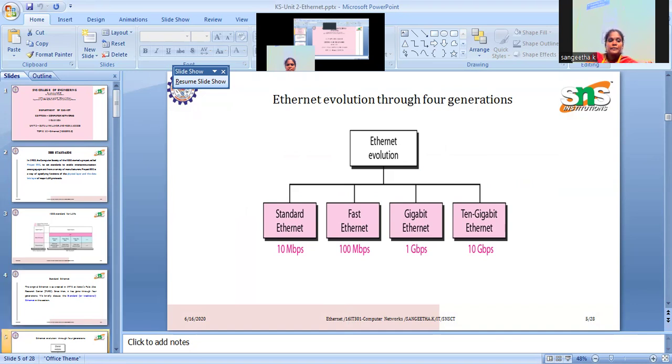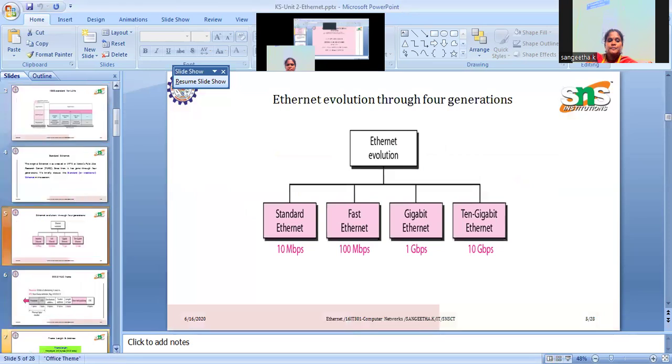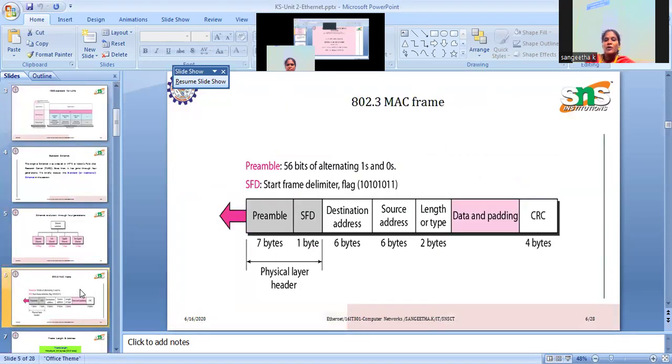Next, we'll look at the frame format of standard Ethernet, which supports 10 megabits per second. The frame has the preamble field, the start frame delimiter field, the source and destination addresses, the type or length, and the data. Finally, the error detection code is added.